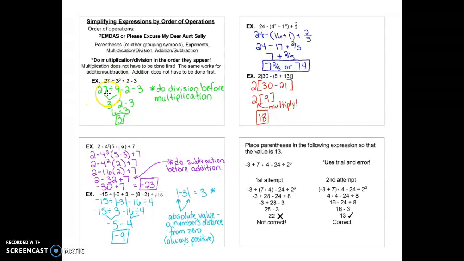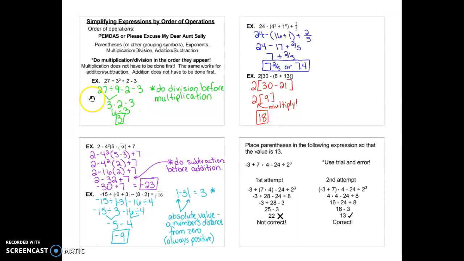Now, after our exponents are taken care of, then comes multiplication or division. We need to take care of those in the order that we see them. So 27 divided by 9 is seen first. We have to go from left to right. 27 divided by 9 is going to give us 3. Everything else gets carried down. So we rewrite our times 2 and we rewrite our minus 3.